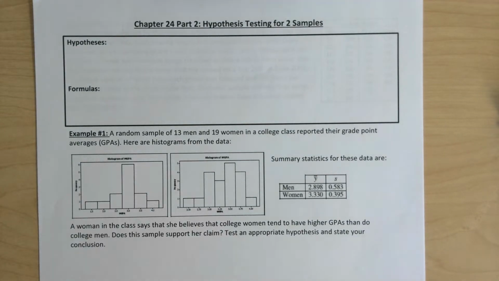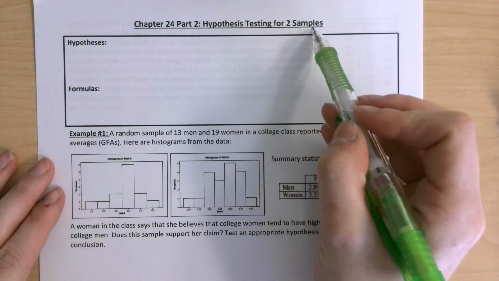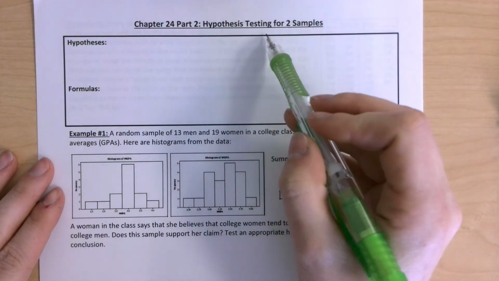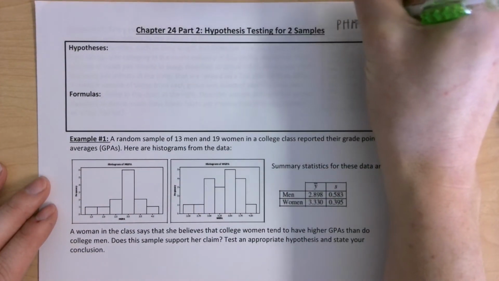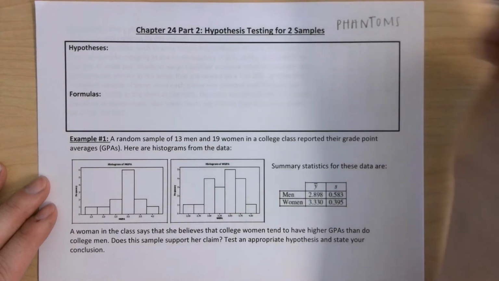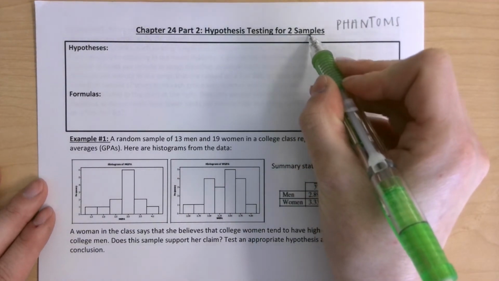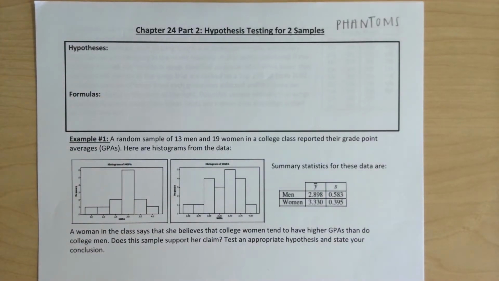Chapter 24, Part 2, we are going to talk about hypothesis testing for two samples. Because we're hypothesis testing, we're still going to be running through our acronym of PHANTOMs. The only difference is this time we are going to have two samples or two groups. So we're going to be testing to see if there is a difference or an increase or a decrease between these two samples.